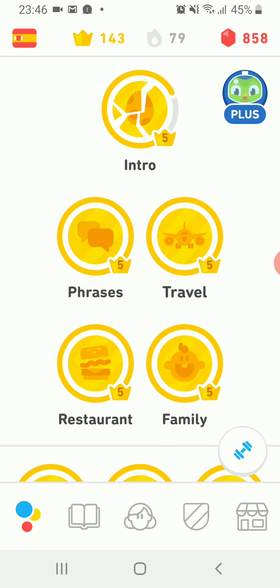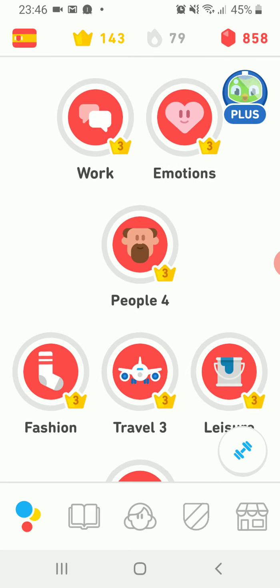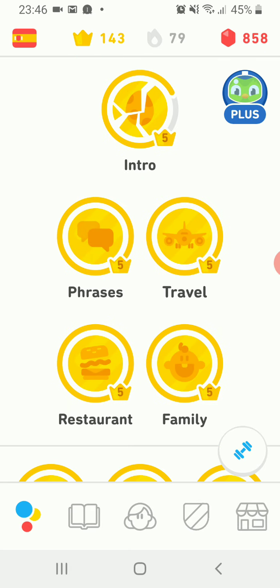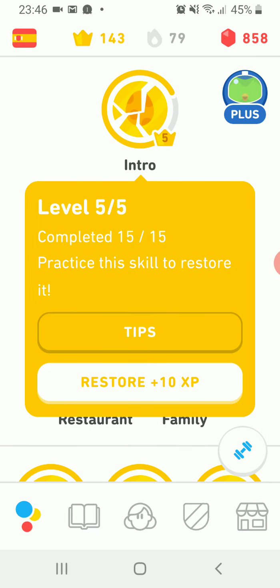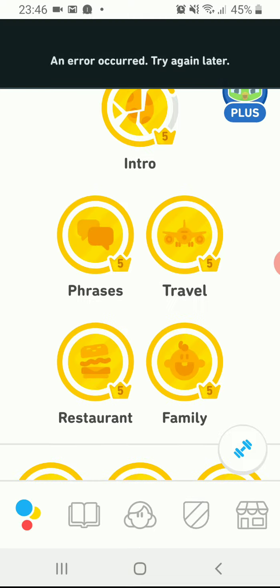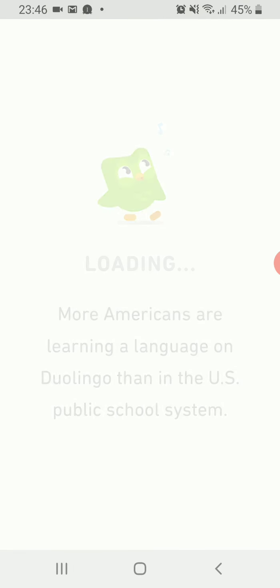As you can see, I'm using Duolingo, and it's quite late, so I'm going to be quick with this lesson. So, let's restore all the broken lessons. We'll start with the first one. I will have a quick look at the tips, and so what's happening here? An error message, I think.